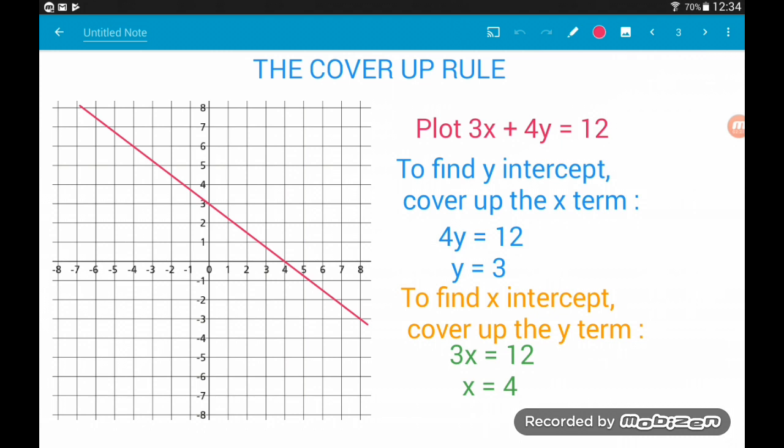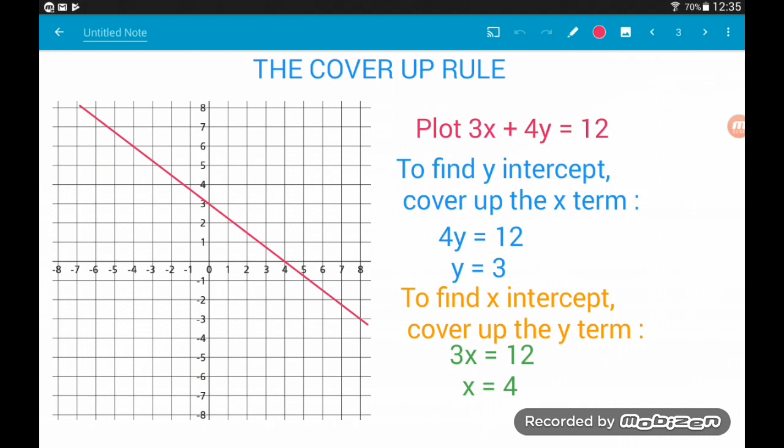Now we're not just covering up the x term, we're setting x equal to 0. 3 times 0 is 0, so that's why we can cover these terms up. And then similarly, to find the x-intercept, we set y equal to 0, so we get left with 3x equals 12, and then x is equal to 4. So that's quite a nice cheeky little rule that we can use to plot lines like that.